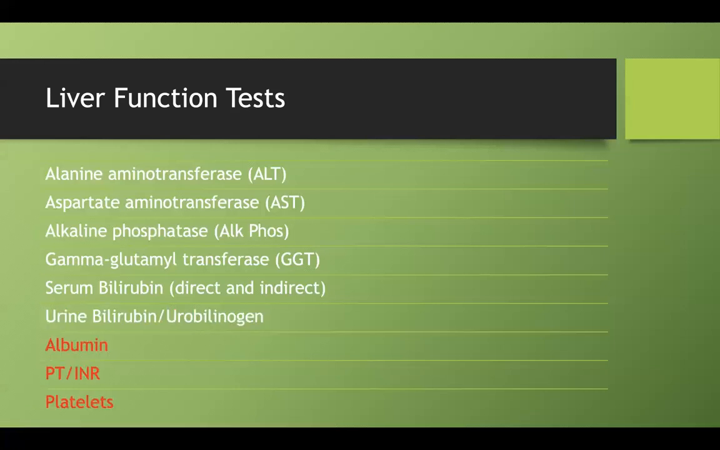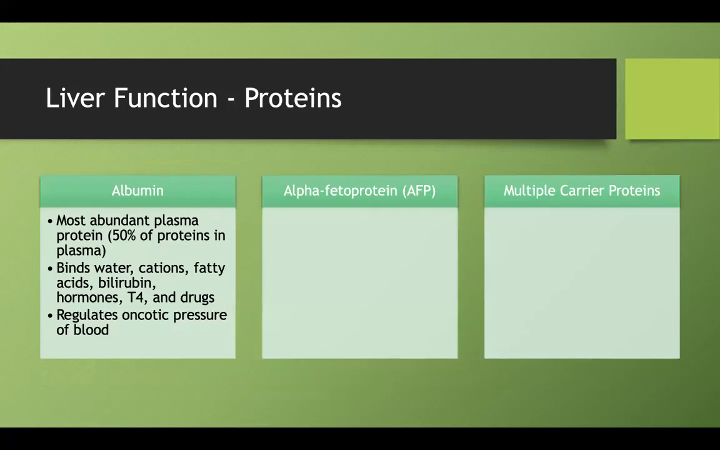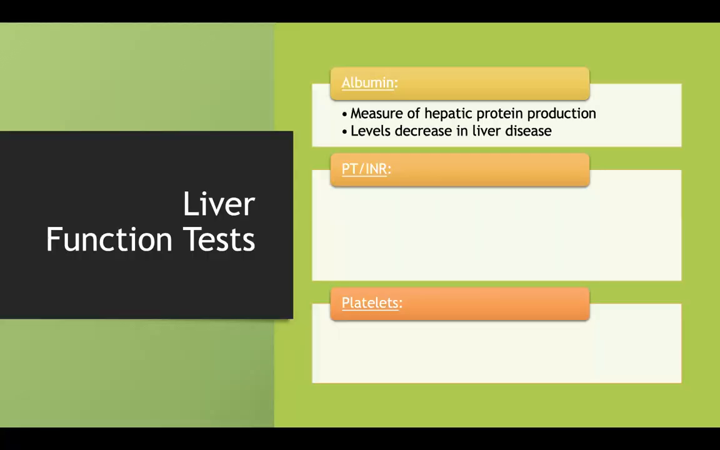The last section of liver function tests I want to group together are our synthetic liver function tests. So albumin, PT-INR, and platelets. This can give us some rough idea of how well the liver is working. And let's go over this. So albumin is a pretty good indicator of hepatic protein production. Remember, we talked about albumin right here as one of the most important proteins that is produced by the liver. And it should make some sense that if your liver is not functioning as well, if you have some sort of dysfunction, then your albumin levels will decrease.